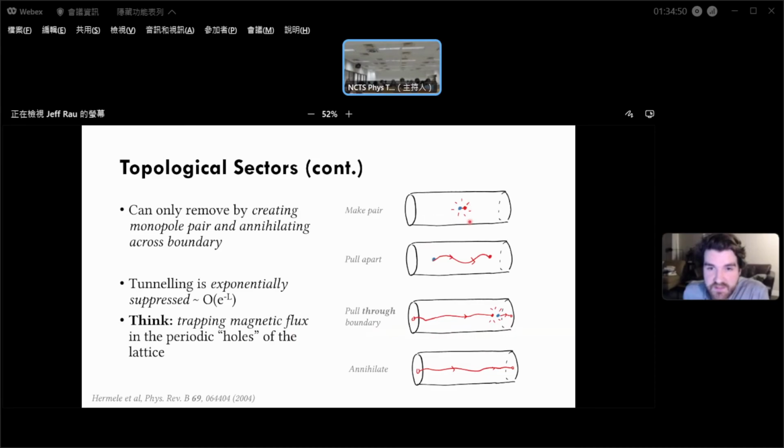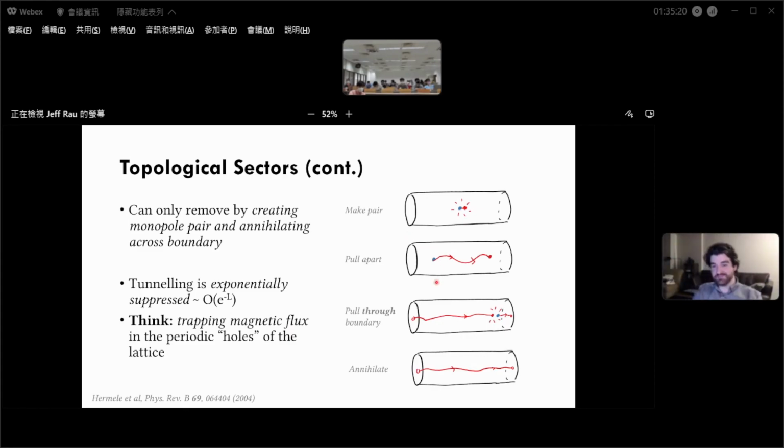You make a pair of these things, a plus and minus monopole pair, you pull them apart, and then I pull one of them, say this blue one, through the boundary, have it come back on the other side, and then I annihilate them, right? So if I do that process, what I should be left with is a loop that's winding through the whole system, right? If I had just had them wander around and come back, I would just end up with a non-winding loop, okay?